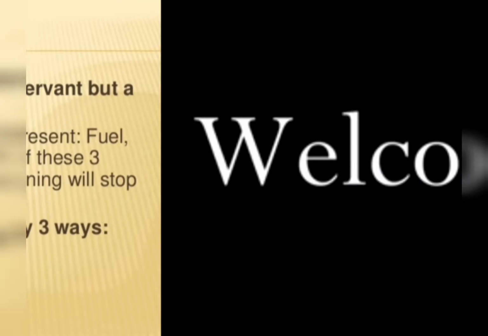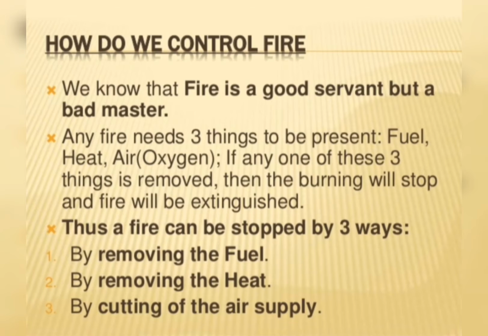Welcome students. So far we have discussed ignition temperature, flash point, and auto ignition temperature. Now we will see how we control fire. Burning produces fire, and fire is useful as well as harmful. We make a small fire in a gas stove to cook our food. This is a useful fire. Without fire, we cannot cook our food.